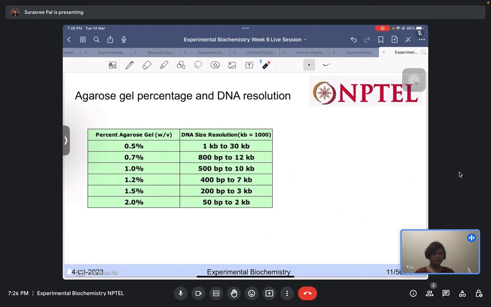So from this we can see that as we increase the agarose gel percentage, our resolution for smaller molecules also increases. That means we can now resolve smaller DNA molecules as the pore size is getting smaller as we increase the gel percentage. So in case of 0.5%, the pore size is large, and in case of a 2% gel, the pore size is actually smaller.